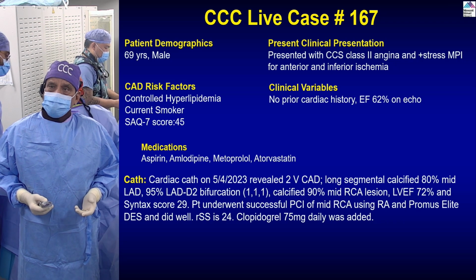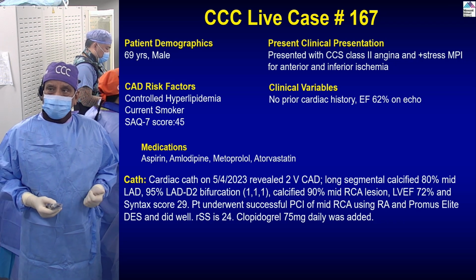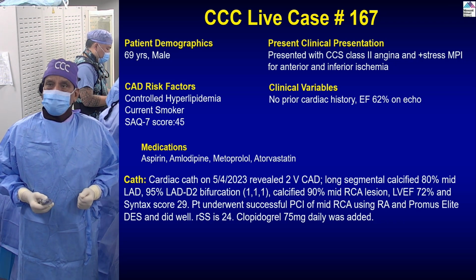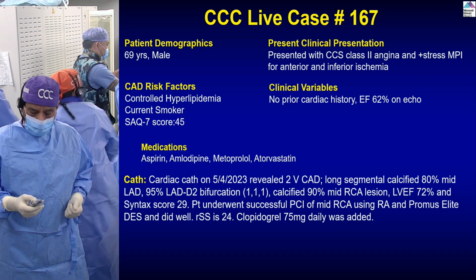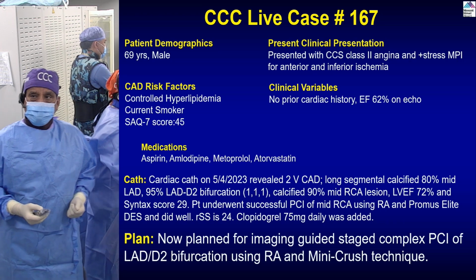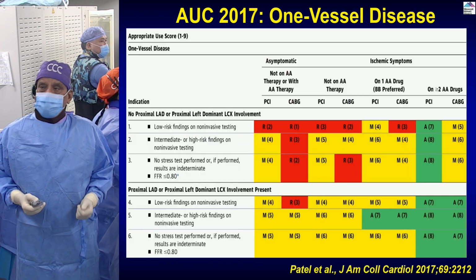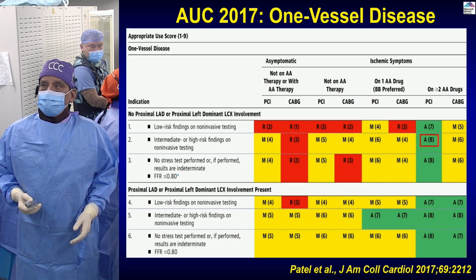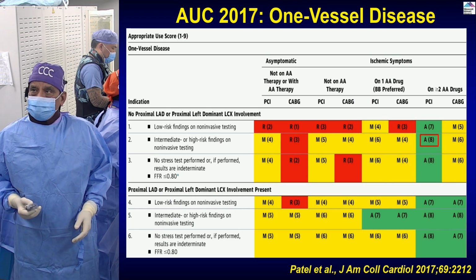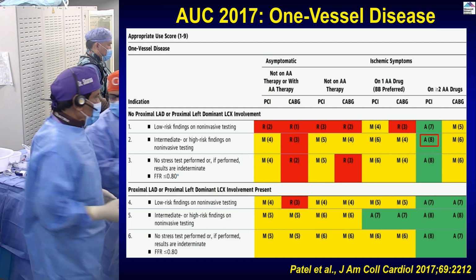Normal EF, SYNTAX score 29, got a PCI of the RCA with a rota plus Promus Elite, and residual SYNTAX score 24, and was added clopidogrel. And today is our intervention of the LAD diagonal bifurcation. So just to make it appropriate, clearly this case with the intermediate finding and two anti-anginals makes it appropriate for PCI. So Anu, you show it now.